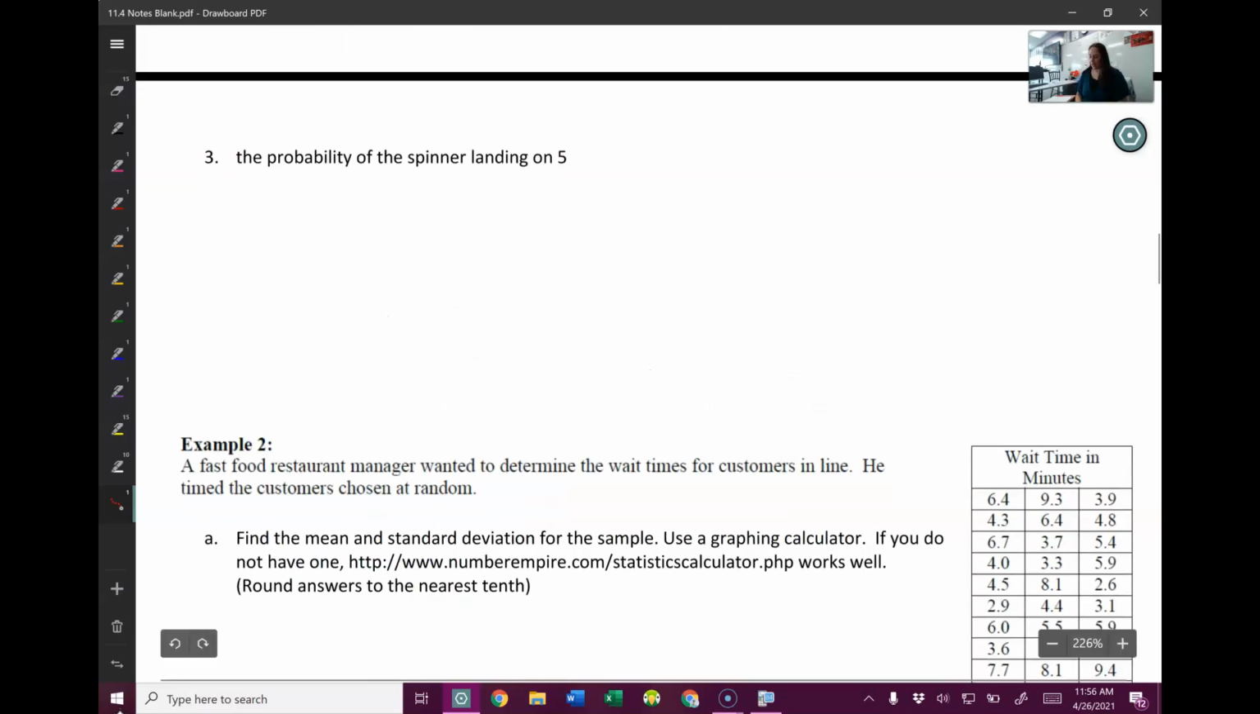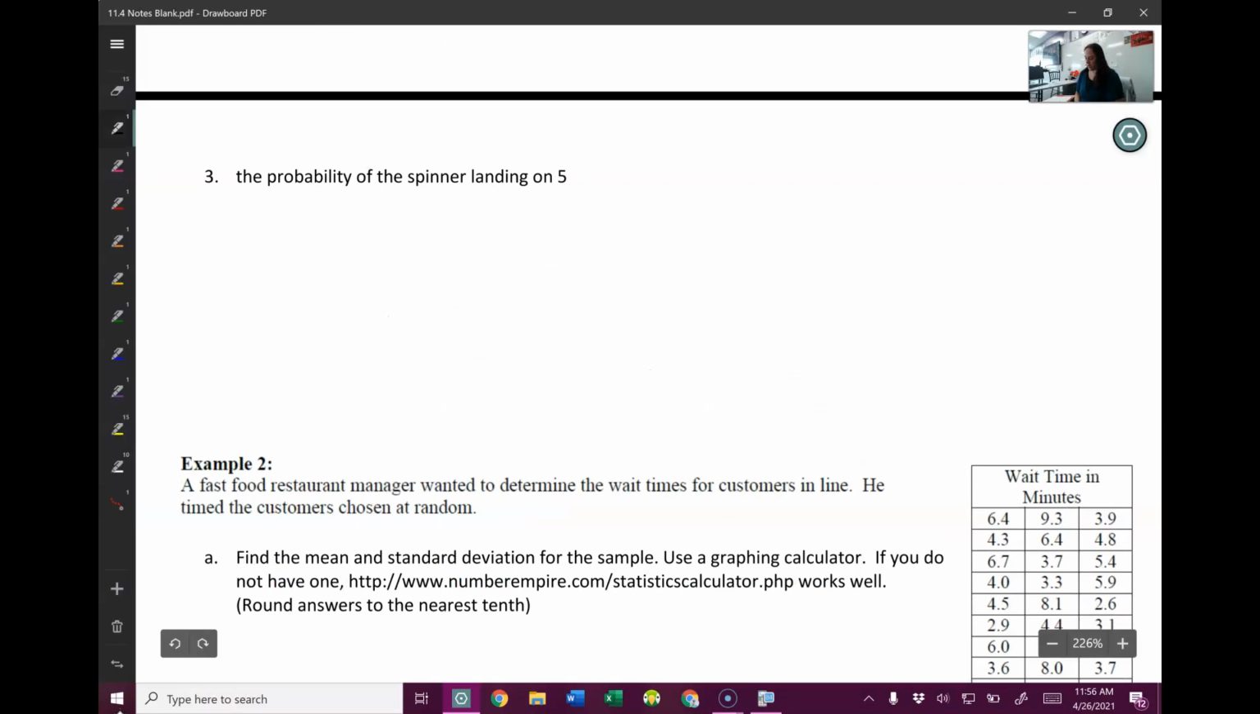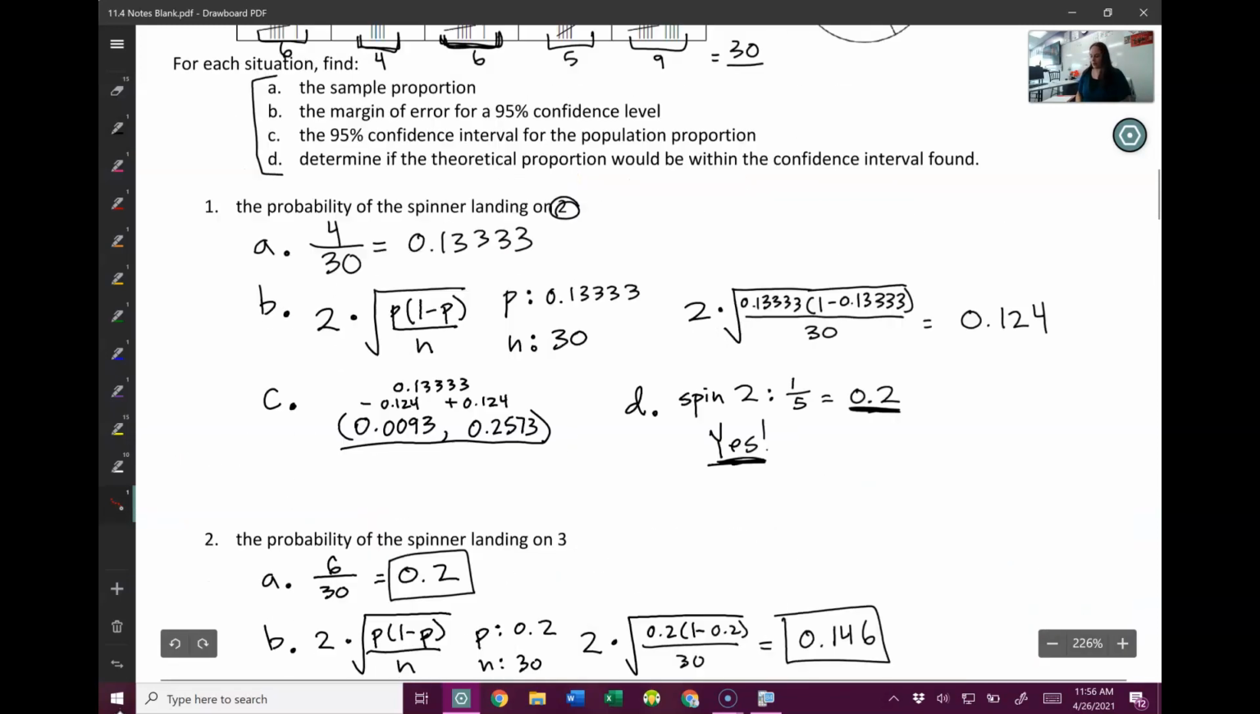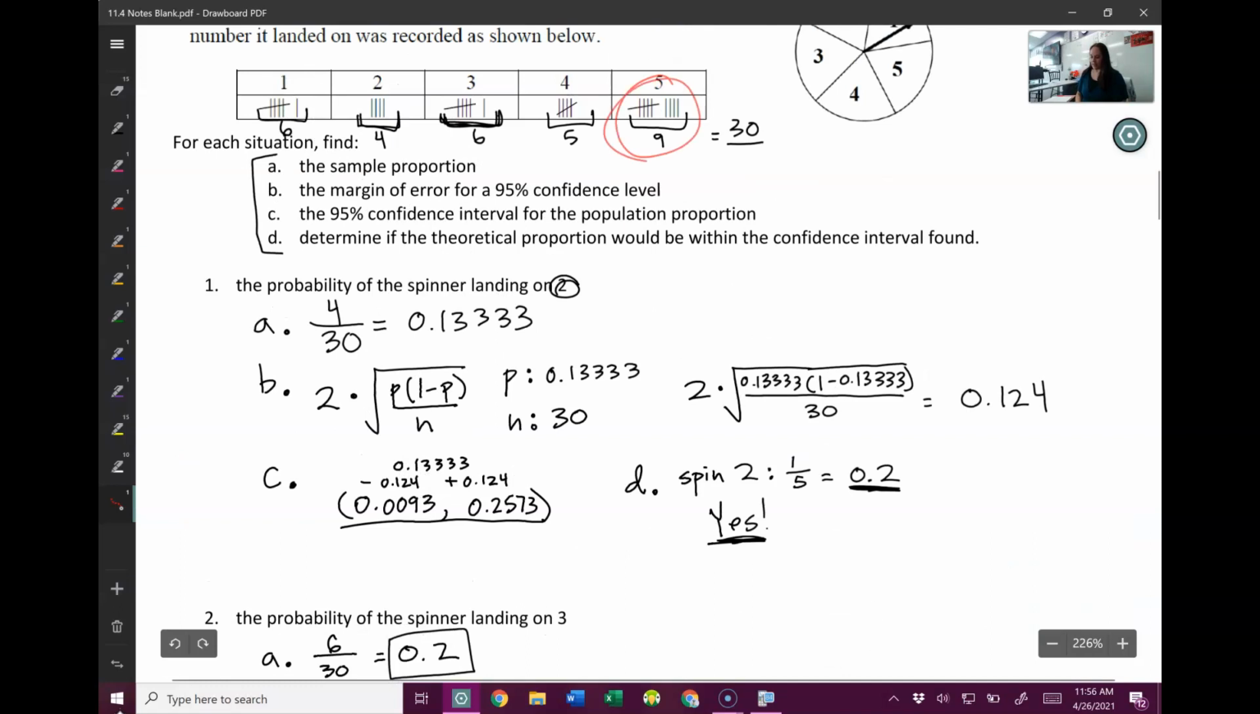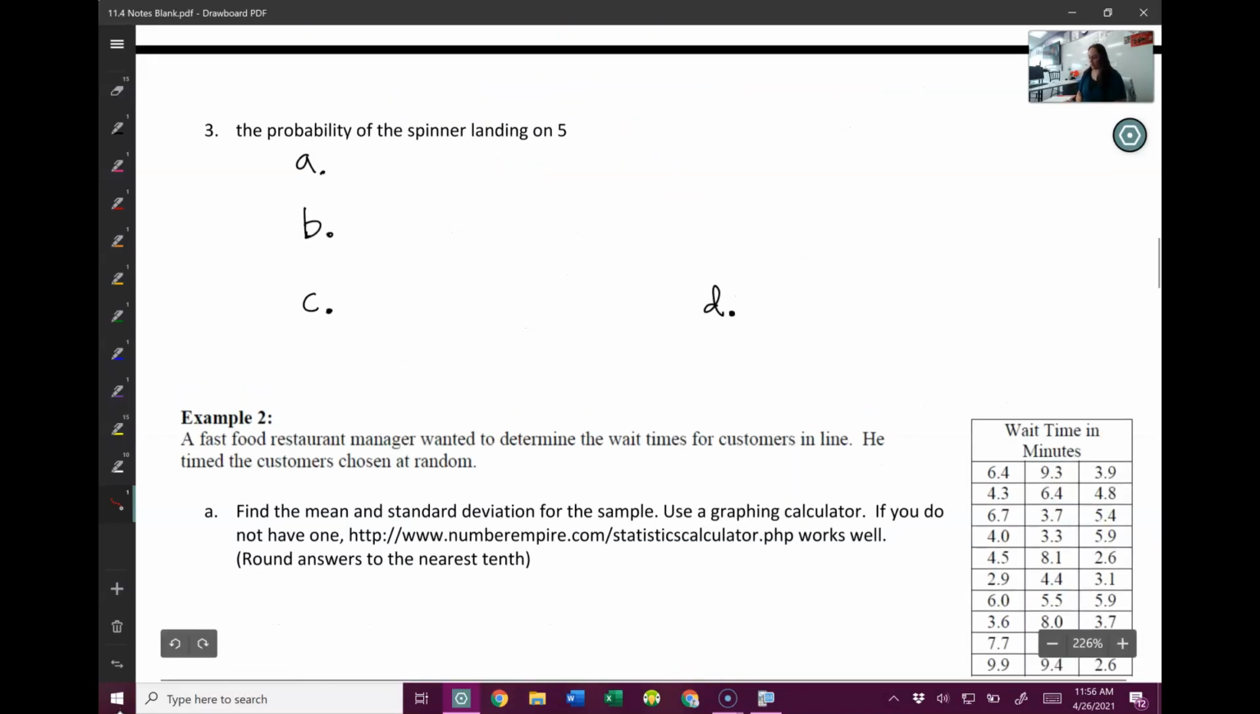Sweet. Let's try one more time, just in case you didn't get the last one totally right. Make sure you're ready for your homework. So this time, it's the probability of landing on a 5. So we come back up here. A 5 is 9 out of 30. So start with that, fill in the rest of it, and then come back to see how you did.